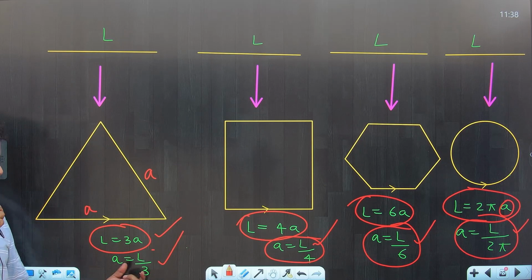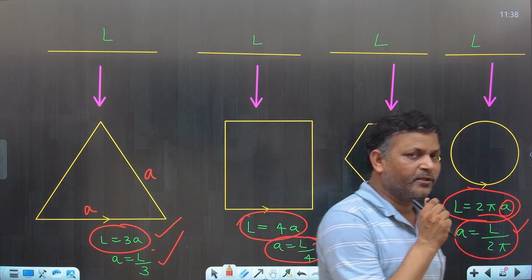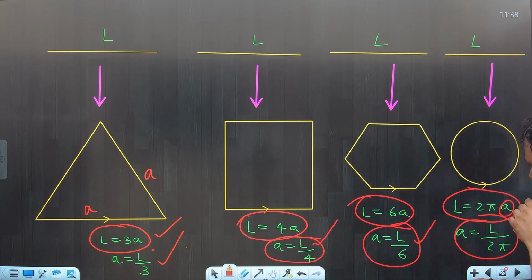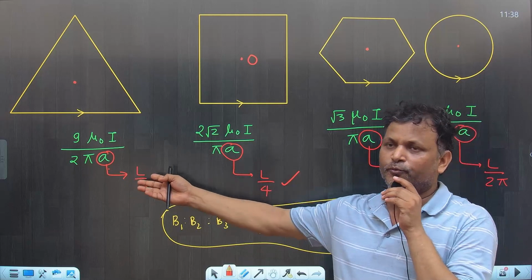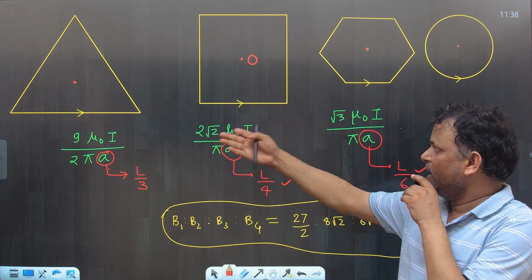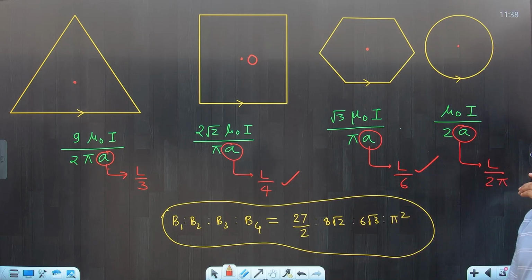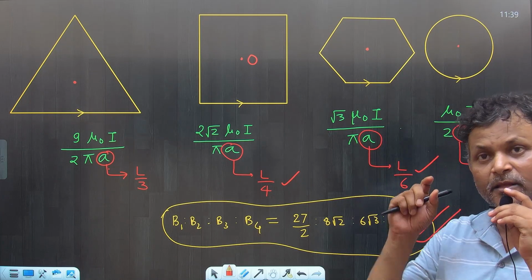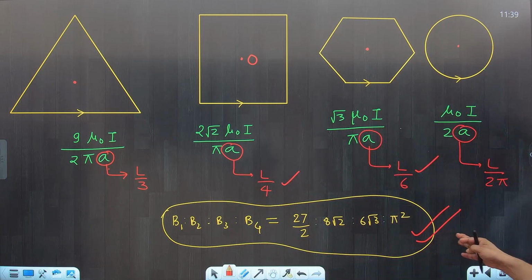Here we got side L by 3, here we got side L by 4, here we got side L by 6, and here we got the radius L by 2 pi, right? And now we have just applied the values we got earlier in those problems. Magnetic field at the centers had this formula, and we just kept the value of that side in this case, and we get this ratio. So I will suggest you to calculate all the magnetic fields, and you must calculate this ratio. It has been asked a number of times in your exam.